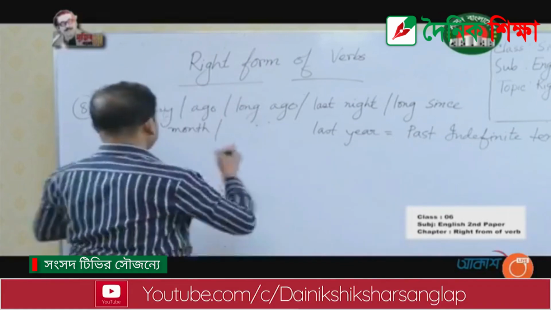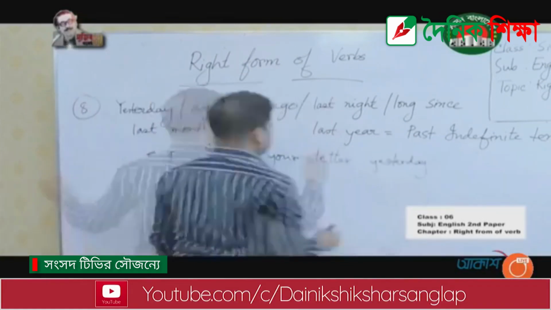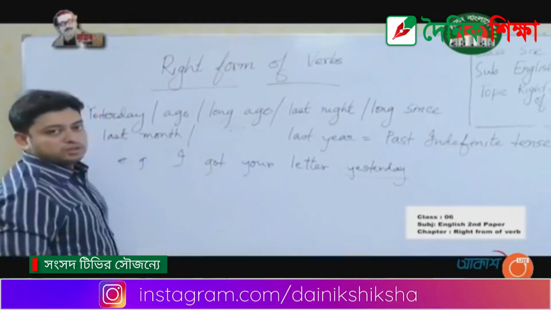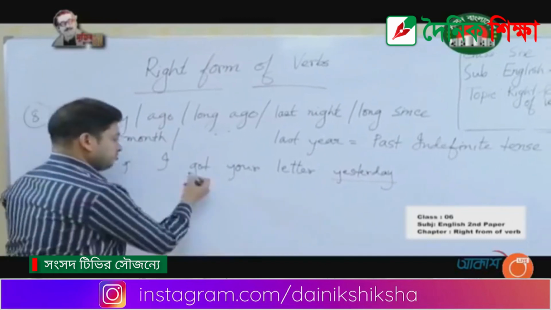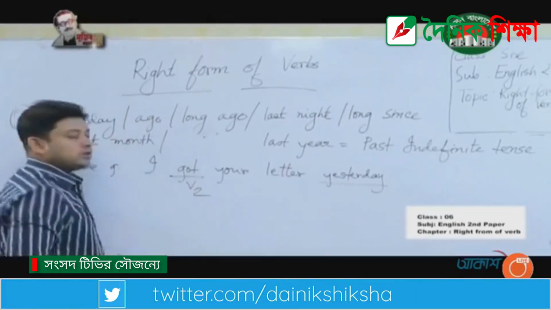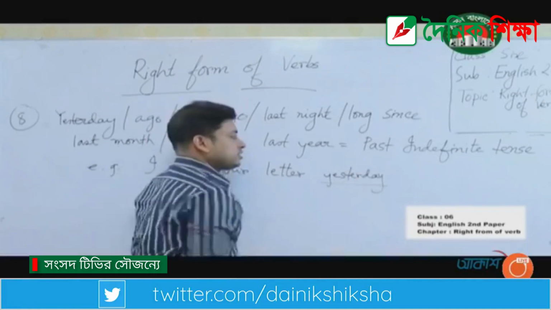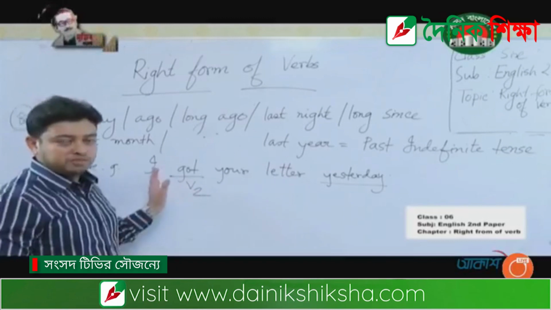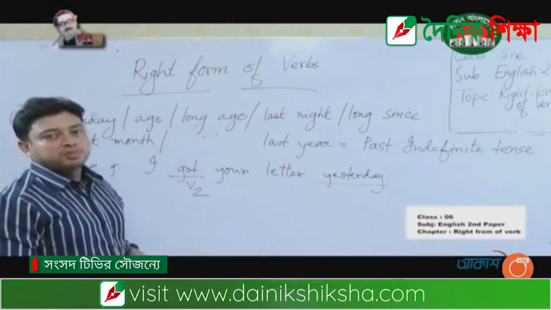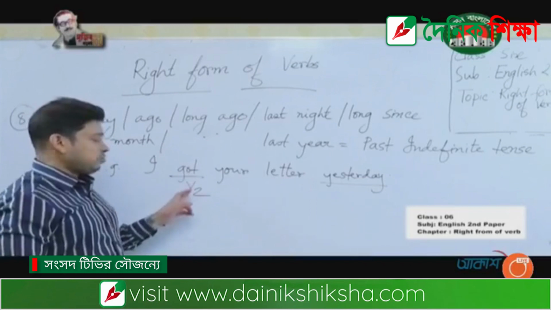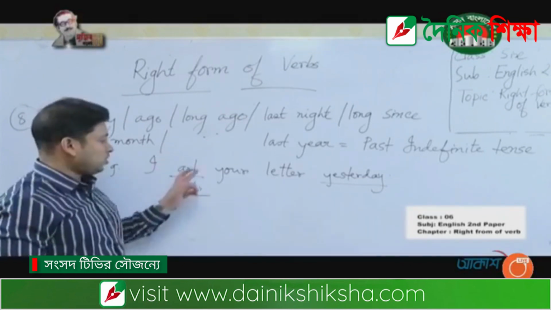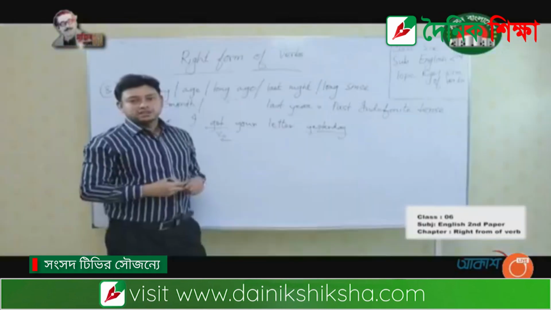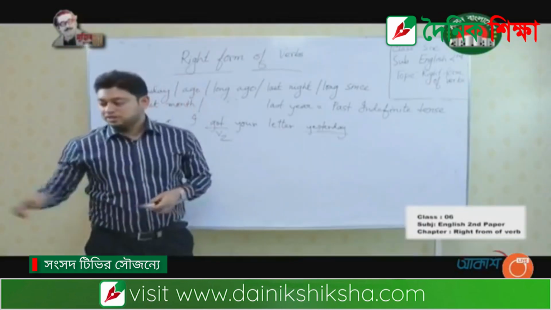So if we get any kind of word like this, then the tense will be past indefinite tense. An example is, I got your letter yesterday. So yesterday is there. It refers to past indefinite tense or simple past tense. So the verb is V2. Past indefinite tense always follows the V2 form of the verb. Whatever the subject, there will be the past form of the verb. That's why the V2 form, that means the past form, is given here. I got your letter yesterday. This is an indicator that the tense is past. That means the action is in the past.